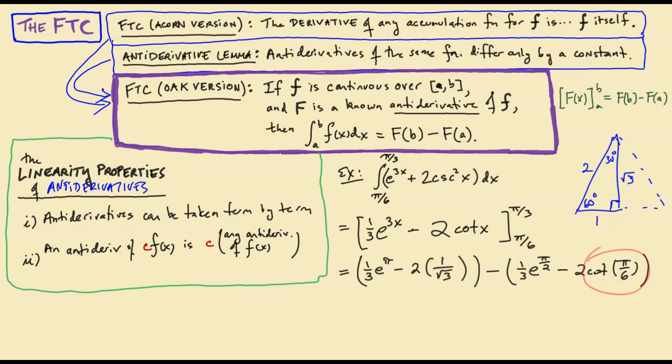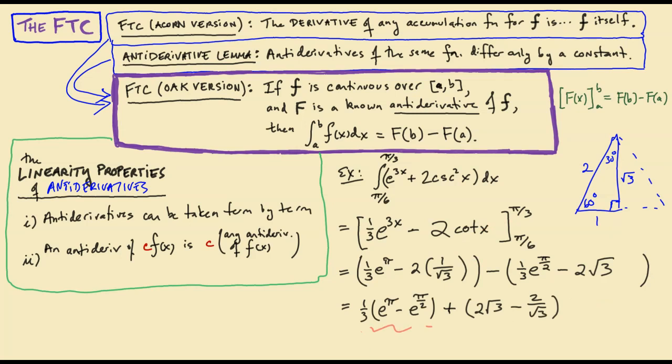And what about the cotangent of pi over 6? That's 30 degrees. Here's 30 degrees. Cotangent is the reciprocal of tangent. The tangent of 30 degrees, opposite over adjacent, is 1 over root 3. So its reciprocal, the cotangent, is root 3 over 1, or in other words, root 3. This can be cleaned up a little bit by combining the related terms, and we end up with this stuff.